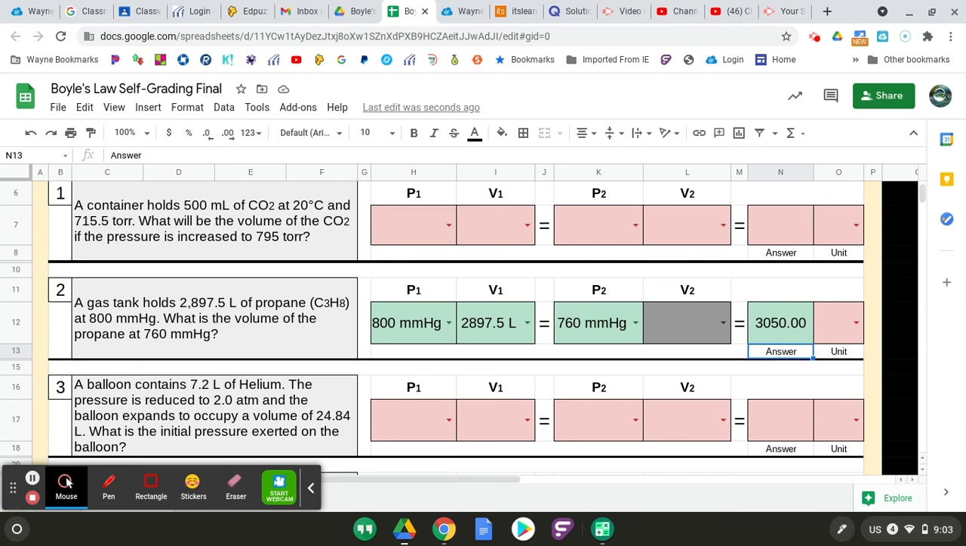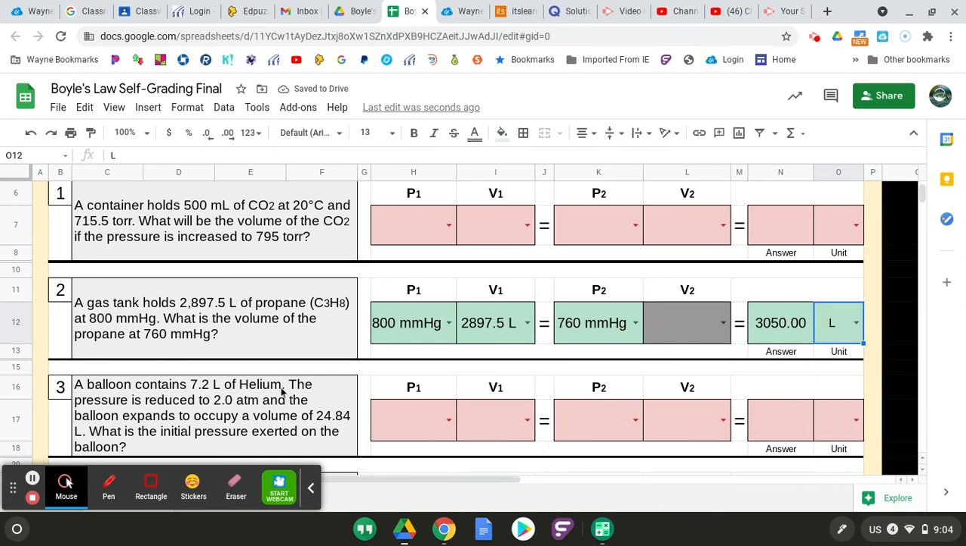If your answer is just an even number, it'll add the zeros on for you. If you have to, round to the hundredths place. Your V, since you're solving for V, you're going to make those units the same as V1. So we're going to put liters for our unit for our answer.